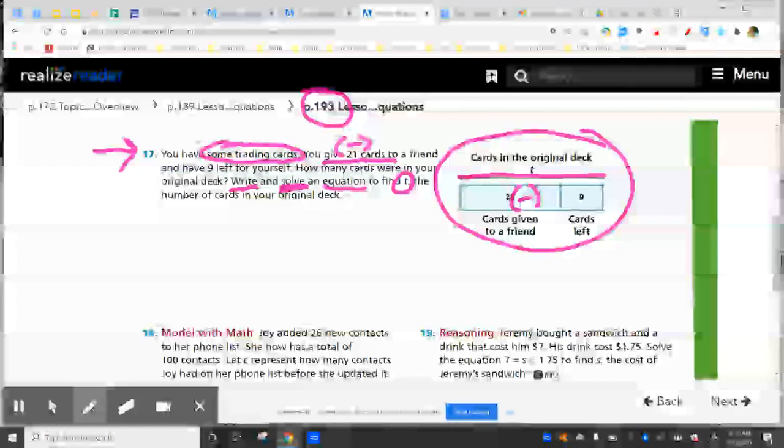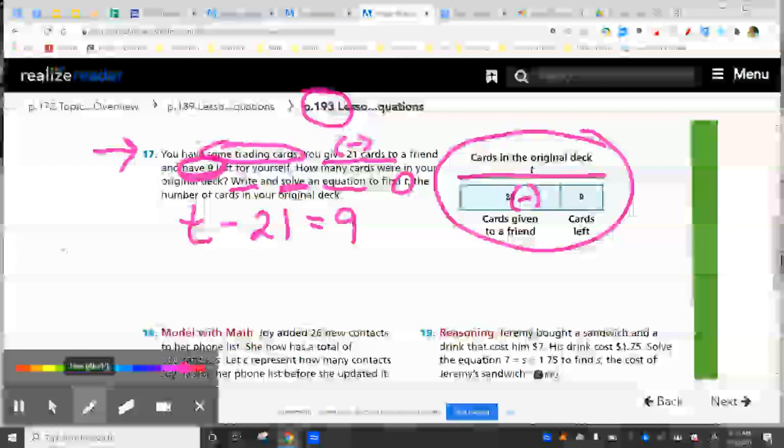We wanted to represent what this question is saying, which means I have some cards. I have T, some trading cards. I am giving away 21, so my trading cards are being subtracted by 21 because that's what I just gave away to my friend. And then it says you have 9 left. If you have 9, that is what this is going to be equal to. So T minus 21 equals 9. You should be writing this in your book at question 17 with me, page 193.